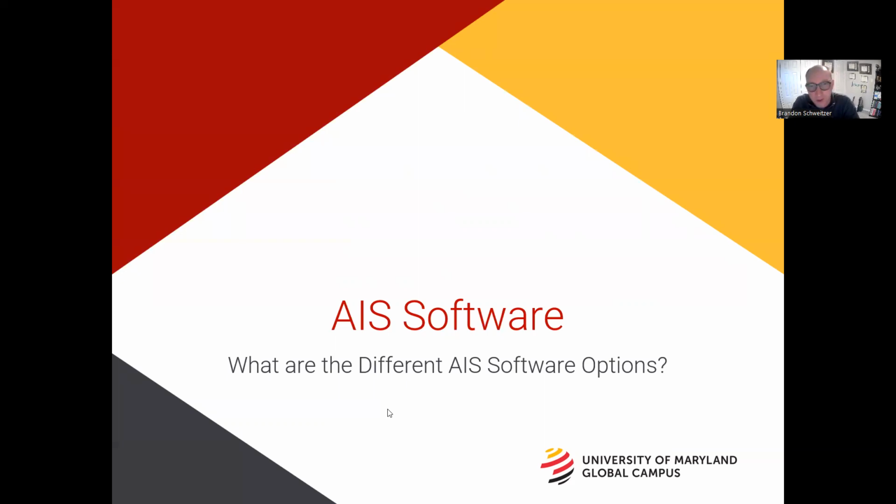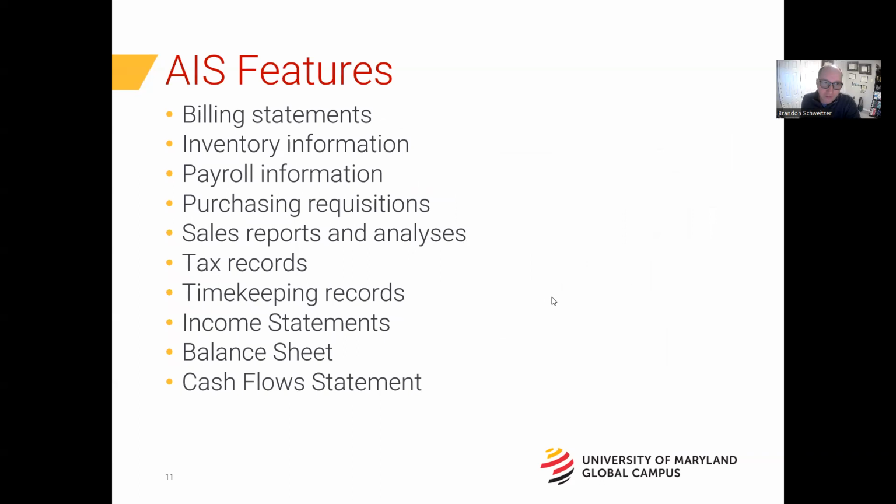So now that you have a good understanding of the revenue and expense cycles, let's take a look at different software options that most companies use, and we'll talk about the different benefits and features of those softwares. The vast majority of accounting information system software has things like the ability to use billing statements, provides inventory information, payroll, purchasing, sales reports, tax records, timekeeping, income statement, balance sheet, statement of cash flow, statement of retained earnings. These are very common features found within accounting information system software.